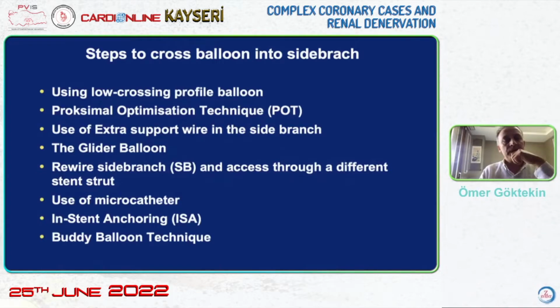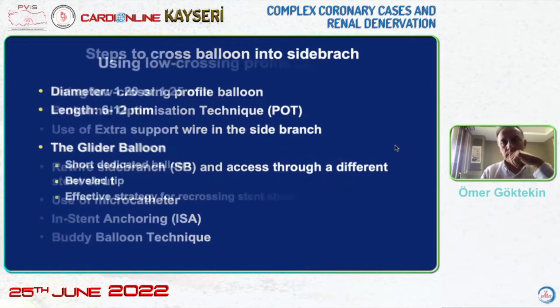If you have a suspicion, of course, rewiring is very important. There is the use of microcatheters. The Finecross catheters could be used. Instant anchoring is something we do very commonly. The kissing balloon is very important. Having the anchor and continuing with the others is very important. And there's a buddy balloon technique. You can use this technique as well.